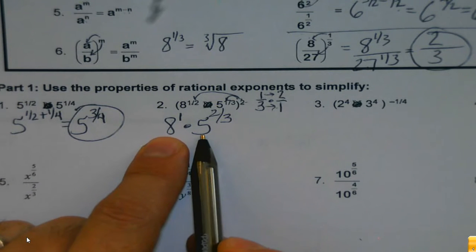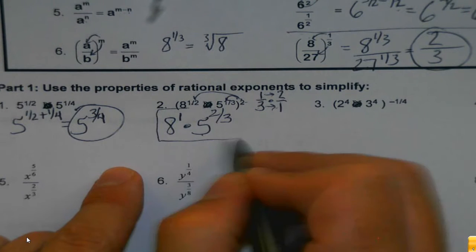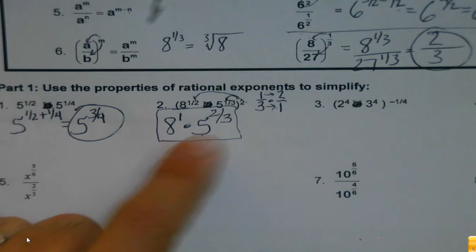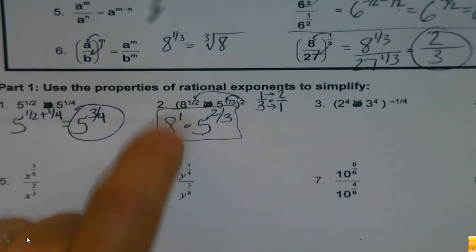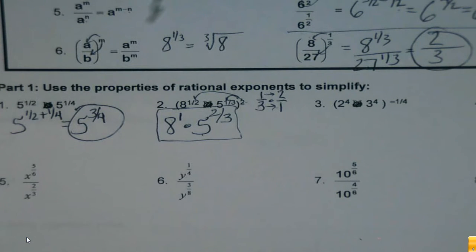Okay, my base numbers aren't the same. If my base numbers aren't the same, I can't take this further unless I was trying to simplify. So this is actually as far as I can go, unless I'm being asked to evaluate it to find the numeric answer. Now, if they were both 8s, I'd add those together. If they were both 5s, I'd add those together, but not when they're different.